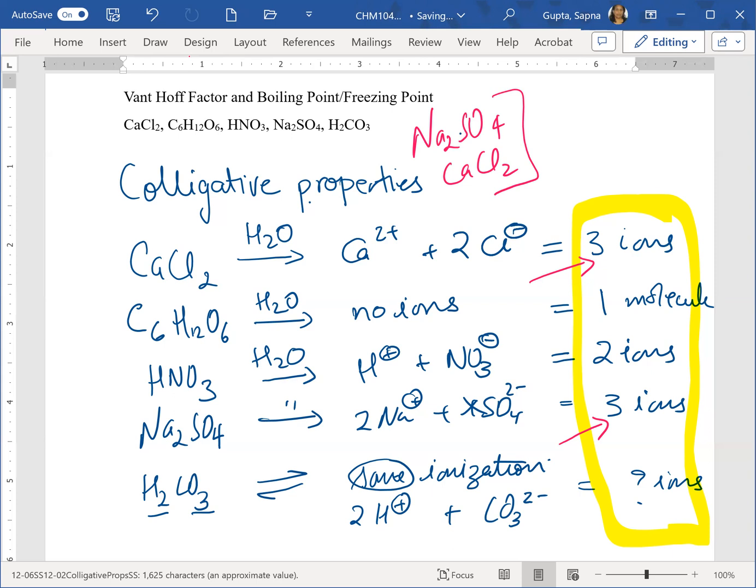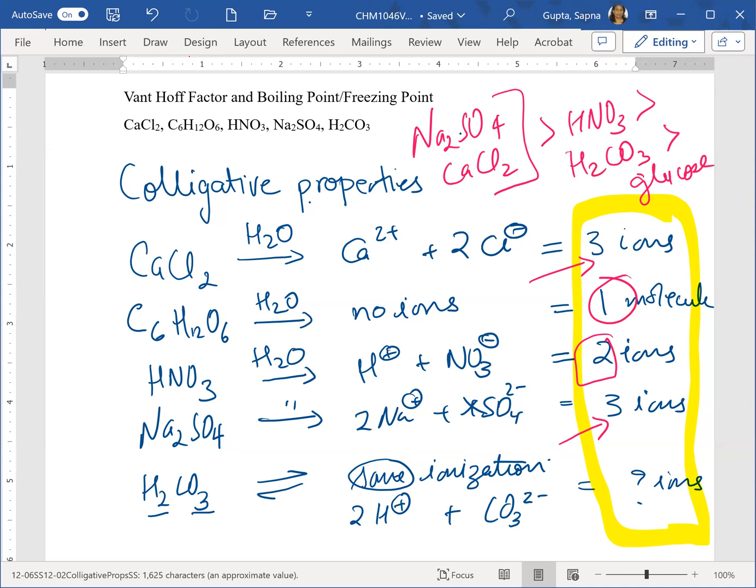Then followed by the 2 ions, which is the HNO3. So this is going to be more than HNO3, which is going to be more than the carbonic acid, H2CO3, which is going to be more than glucose, because glucose we know for sure is just one molecule, so it's not going to have that much effect. For carbonic acid, I'm just taking a leap of faith here because I don't know how much is going to be ionized in solution, but it's definitely going to be more than one because it's an acid, and acids will ionize in solution.